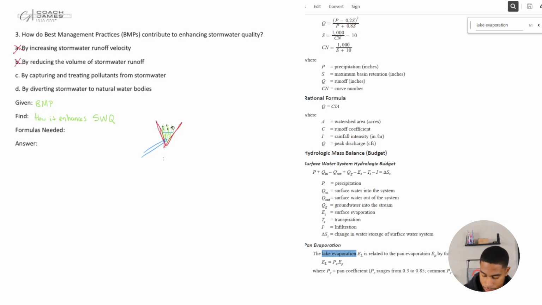Okay. By diverting stormwater to natural water bodies, I'm sure that's a decent answer. But the way that they grade and different things is a little different. So C is your best answer.